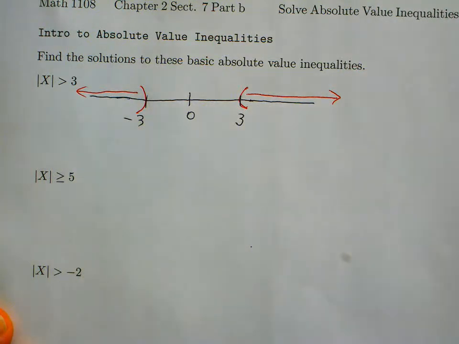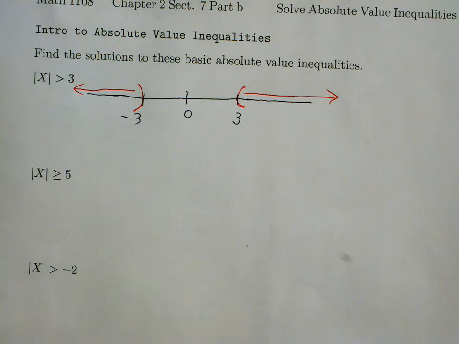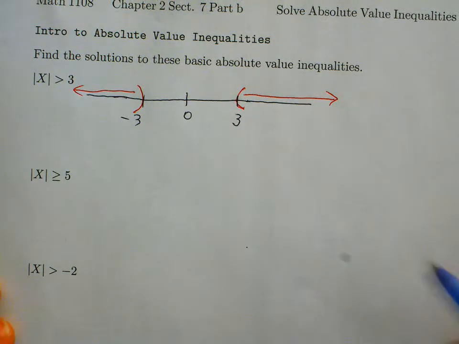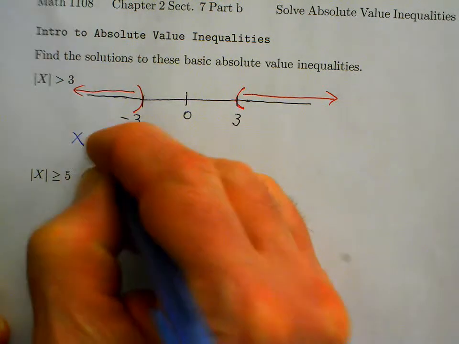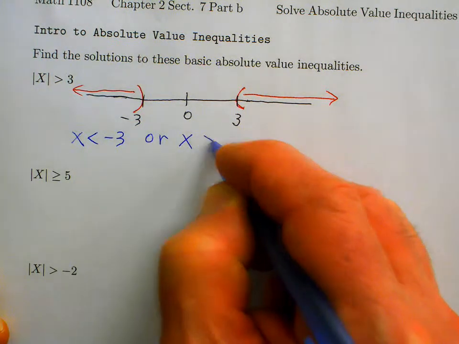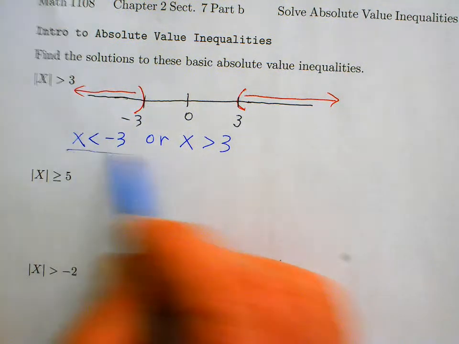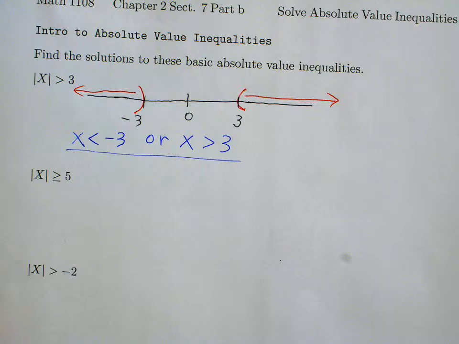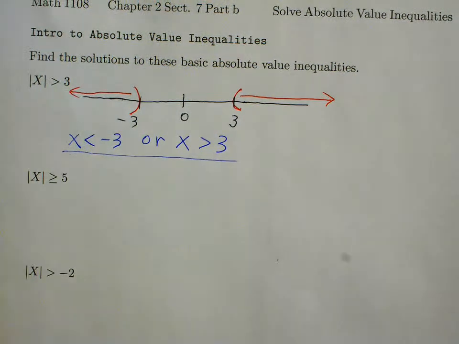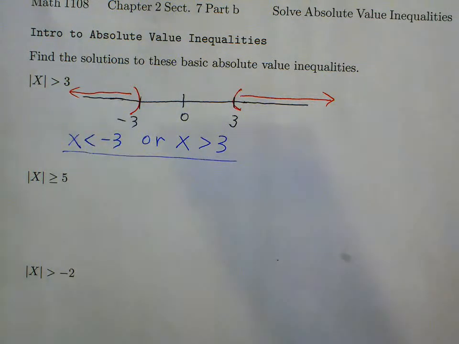Okay, so the algebraic notation for the solution set, we write x is less than -3 or x is greater than +3. This is the algebraic notation for the solution set. We're using the word or, that means union. We're combining all of the numbers in both sets for the solution set.